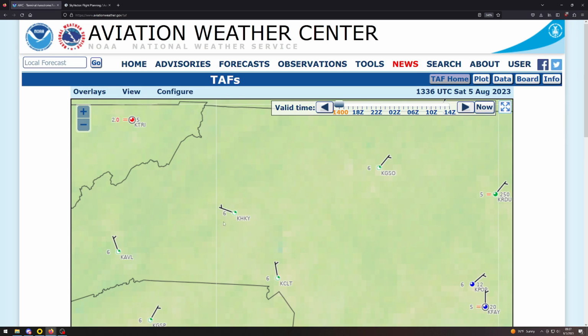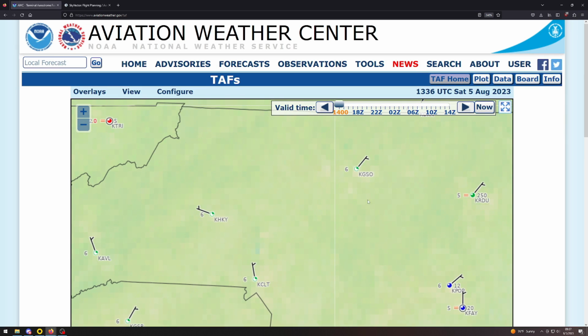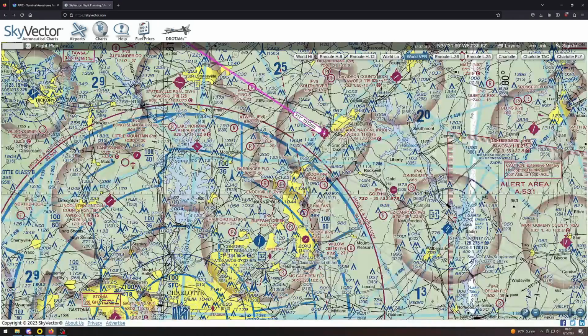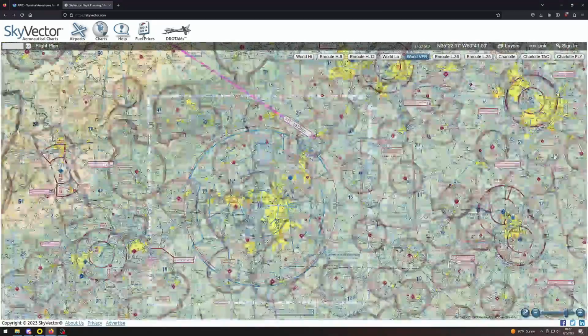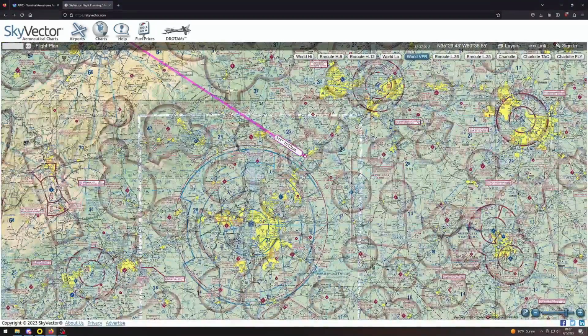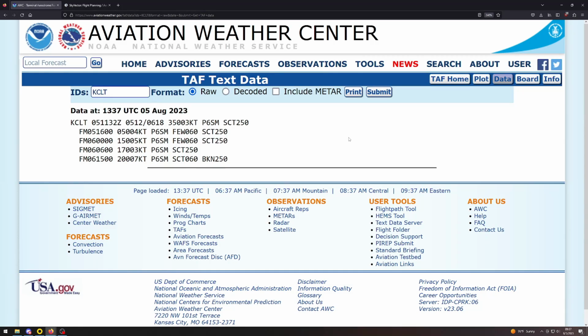Well, we don't want to use Hickory. That's getting too far into the mountains. Charlotte is an option. Greensboro is an option. Let's see, which one's closer, Greensboro or Charlotte? Yeah, Charlotte's just a hair closer. There we go. Now we have a TAF.